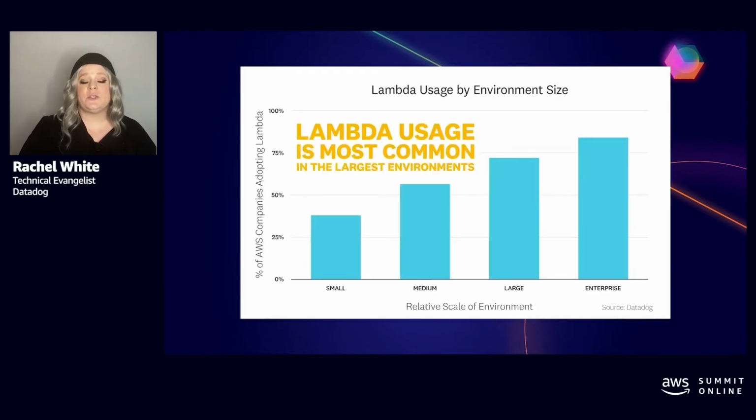Larger organizations are embracing Lambda the quickest, which is interesting because usually the stereotype is that larger companies are the last to embrace new technologies because there's too many blockers. Larger organizations are finding value in the serverless model the most.